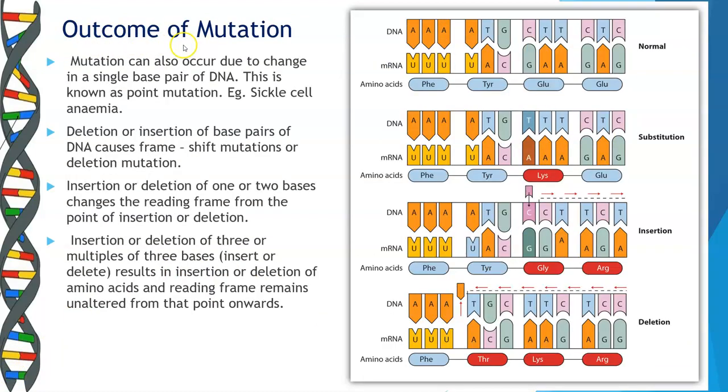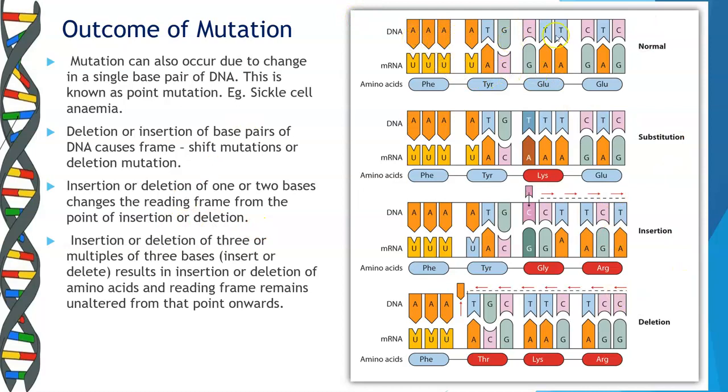Now students, let's have a look at the outcome of mutation, that is, how it affects our genetic code. Mutation can also occur due to change in a single base pair of DNA. This is known as point mutation. You have the example of sickle cell anemia. Deletion or insertion of base pairs of DNA causes frame shift mutation or deletion mutation. So either you have an insertion or deletion of one or two bases, changing the reading frame from the point of insertion or deletion. Now to explain these points, I have put up an illustration.